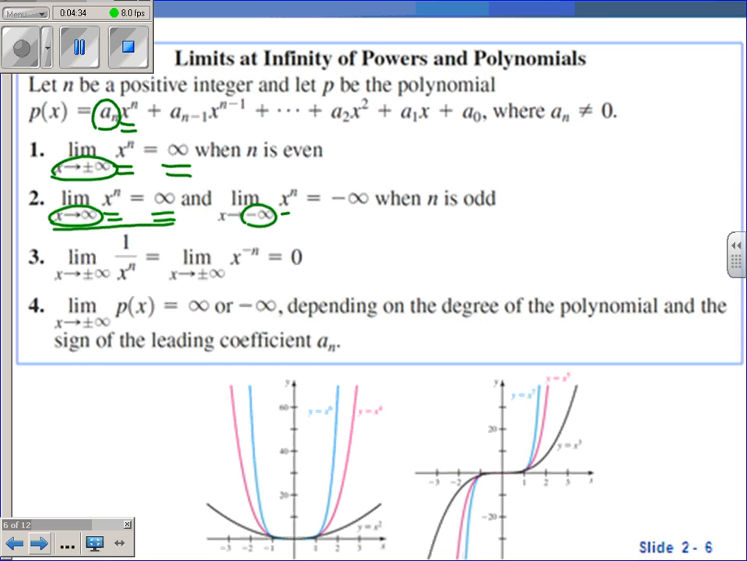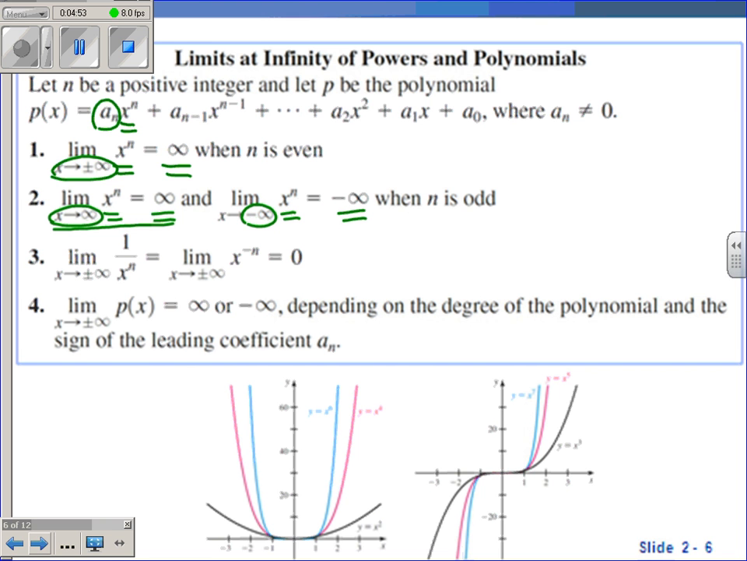that limit of x to the n, remember the x's are big negative numbers, if n is odd, then multiply x by itself an odd number of times, it's still going to be negative. It's getting bigger though because x is getting to be a larger number in magnitude, so we're going to have a negative infinity.